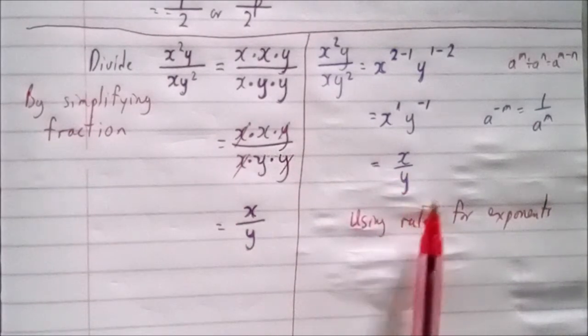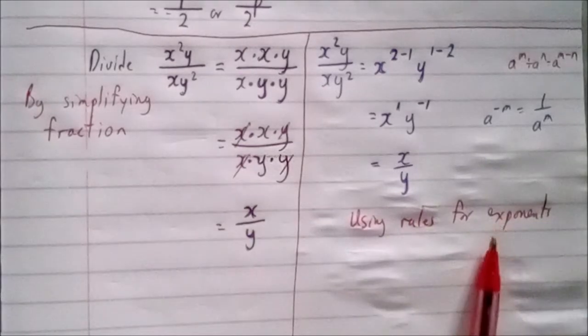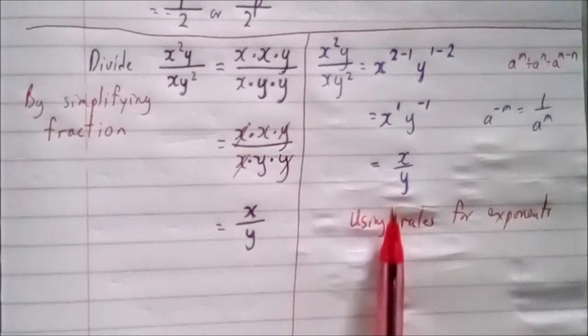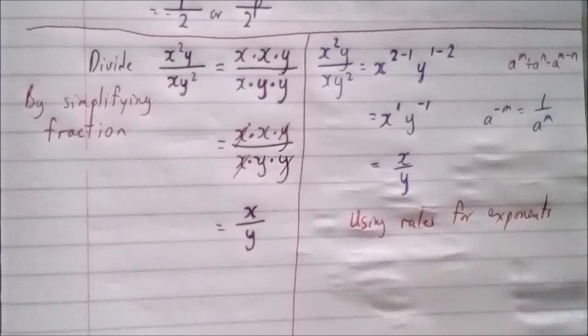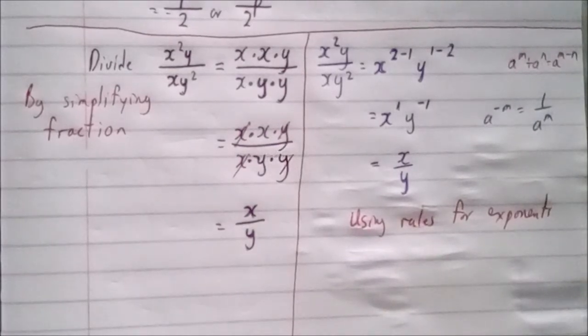This method here is by using the rules of exponents to solve for the fraction. So you're actually dividing. There's a quotient. All right, so it's not that difficult, just that you need to remember the rules.